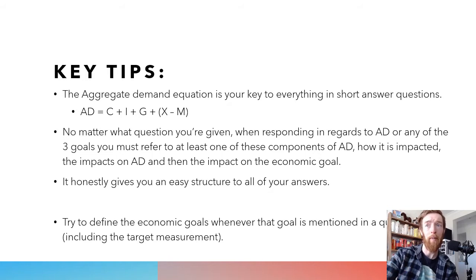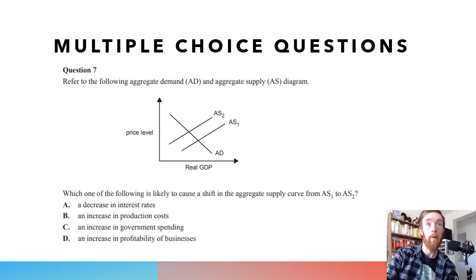But hopefully, if you've been in my class, I've been saying it all year long, and so you should hopefully get it by now. You should try and define the economic goals whenever that goal is mentioned in a question, including the target measurement. I've noticed in some VCAA answers they don't have it all the time now, but then sometimes they do. I always err on the side of caution and say that you should do it all the time. You can shorten the definition and make it simple enough for you. I feel like it just gives quality to your answer regardless if it's asking about the goal.